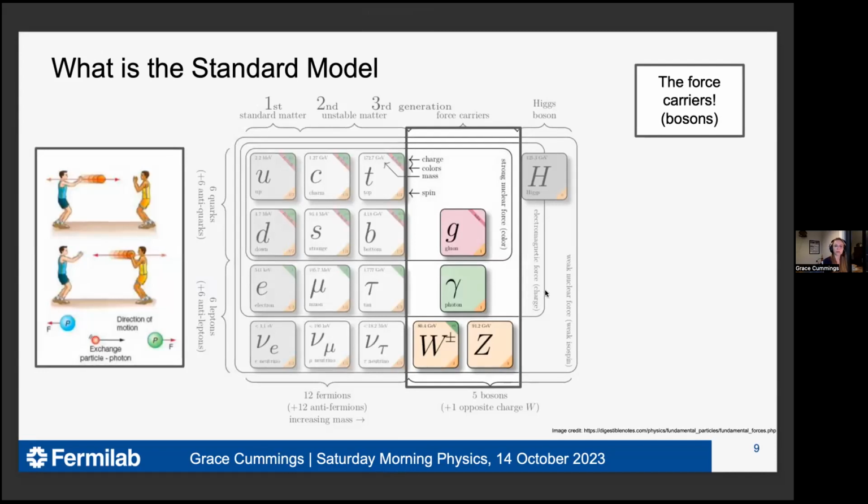Then moving over, we have the bosons or the force carriers. The way that you want to think about these is, okay, all the particles on the other half that we just talked about, they have to interact with one another.